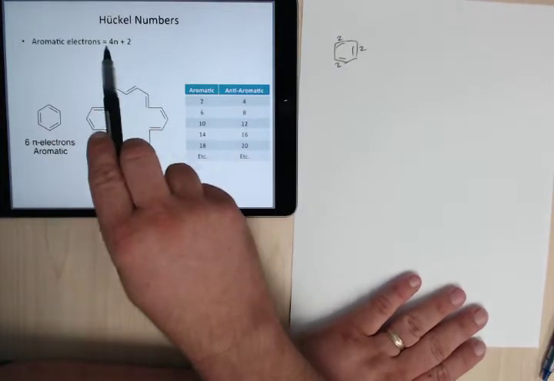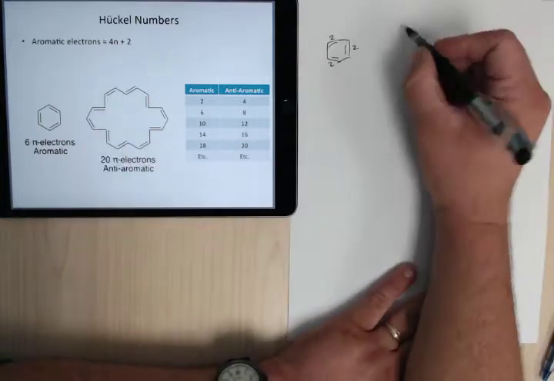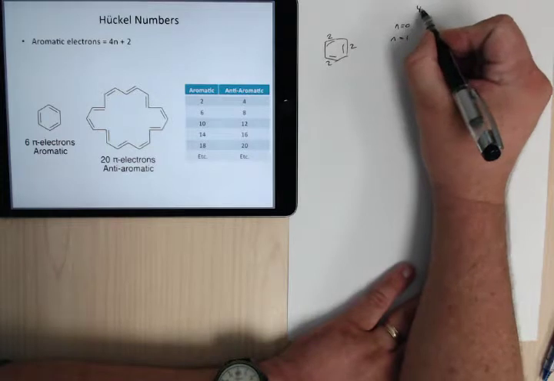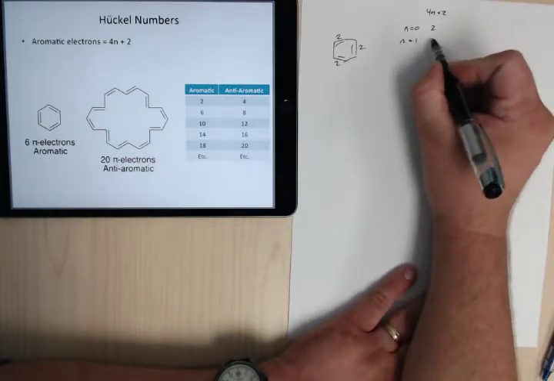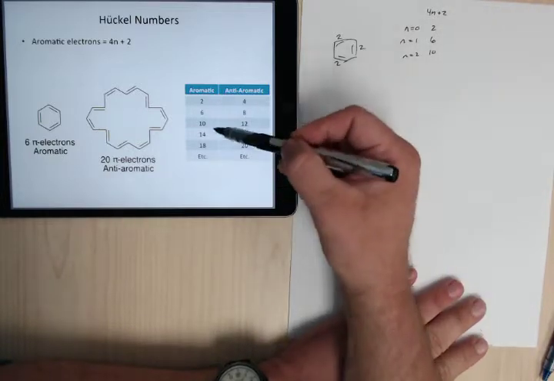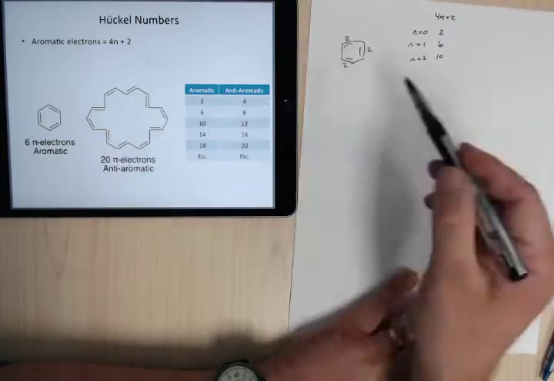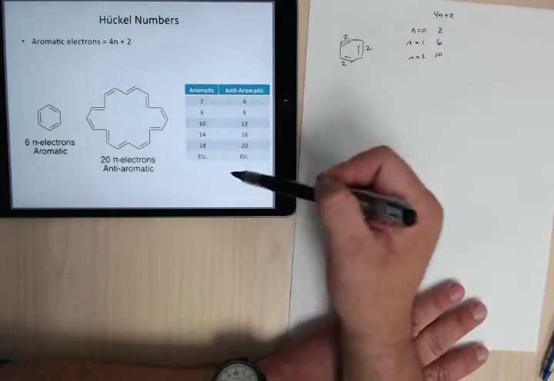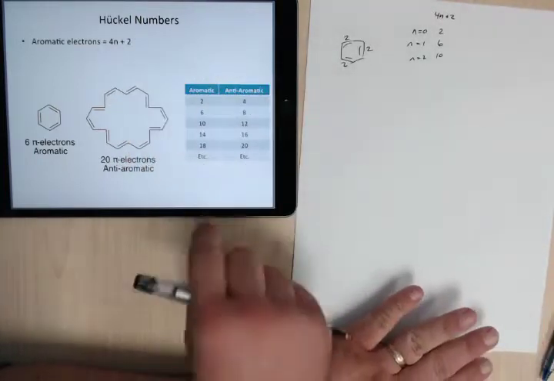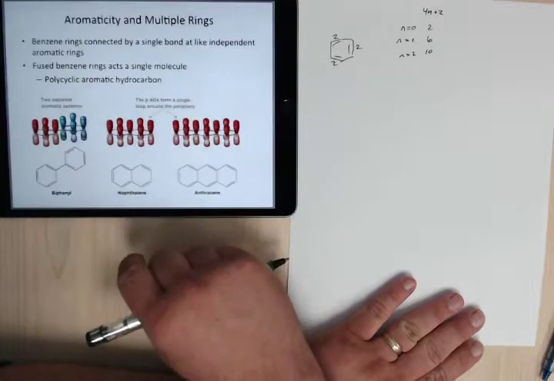Now, you can also figure this out: if n equals 0, it's 2; n equals 1, that's 4n plus 2, it's 6; n equals 2, it's 10, right? So it's just going down this. This is how you could predict it. I think this is easier to remember, but if you like memorizing equations, this doesn't matter. So just so that you know.